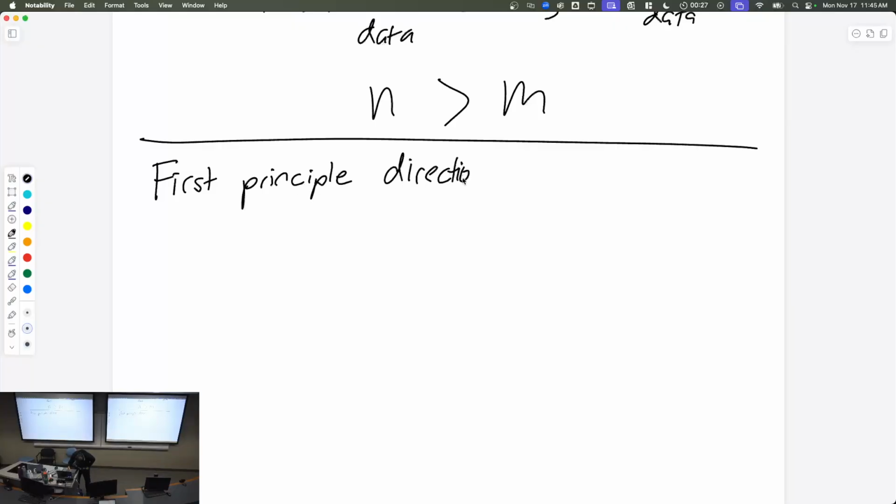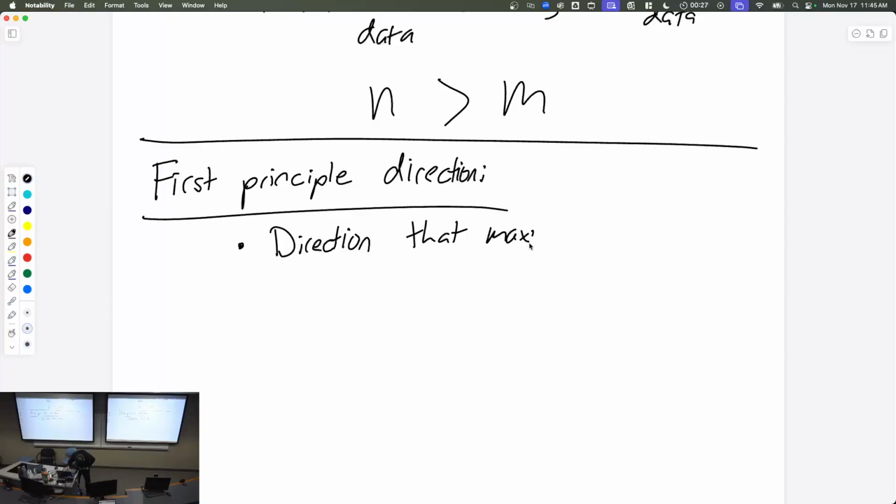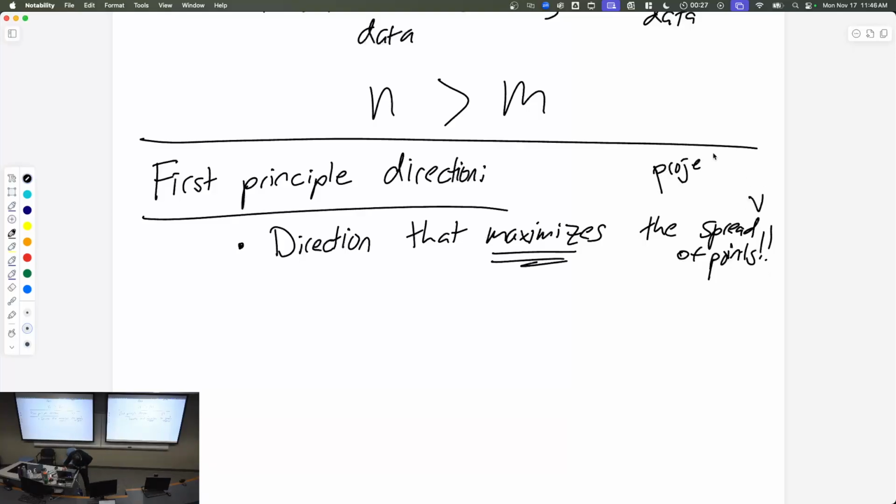It is the direction that maximizes the spread of points. That is what we did. We were maximizing the sum of the squares of the spread of the points. Maybe I should say the spread of the projected points. So we were projecting, and then we were maximizing the spread.